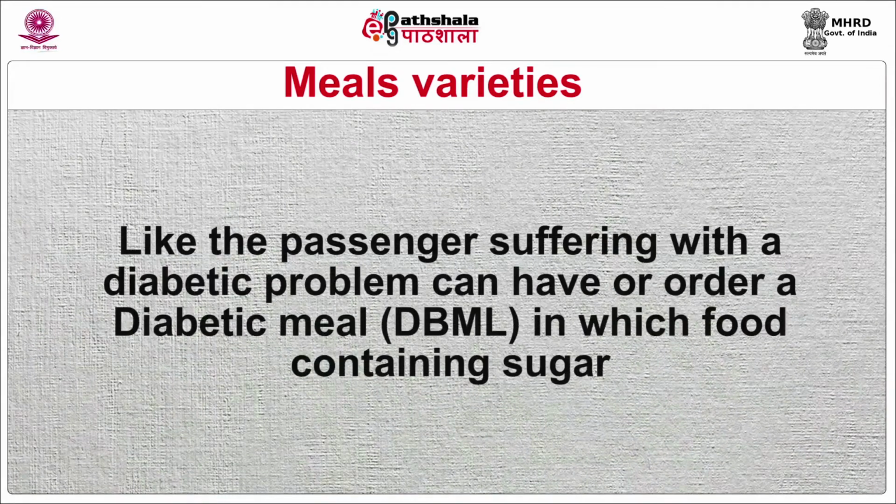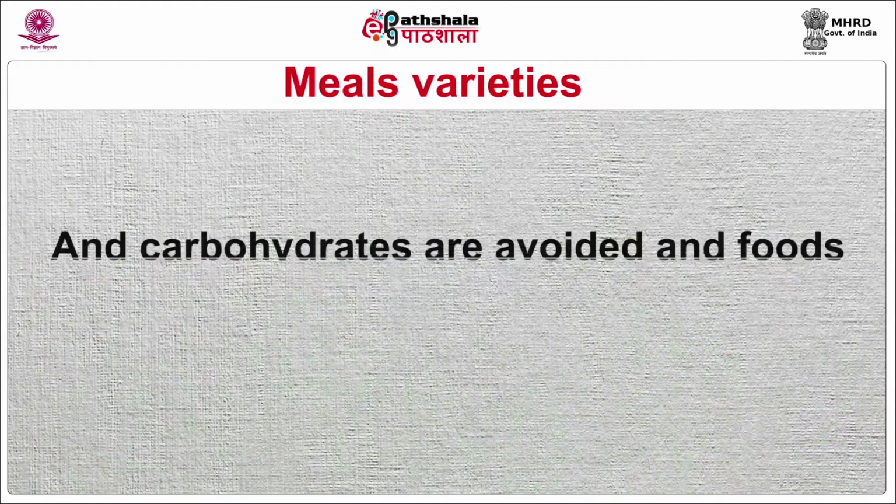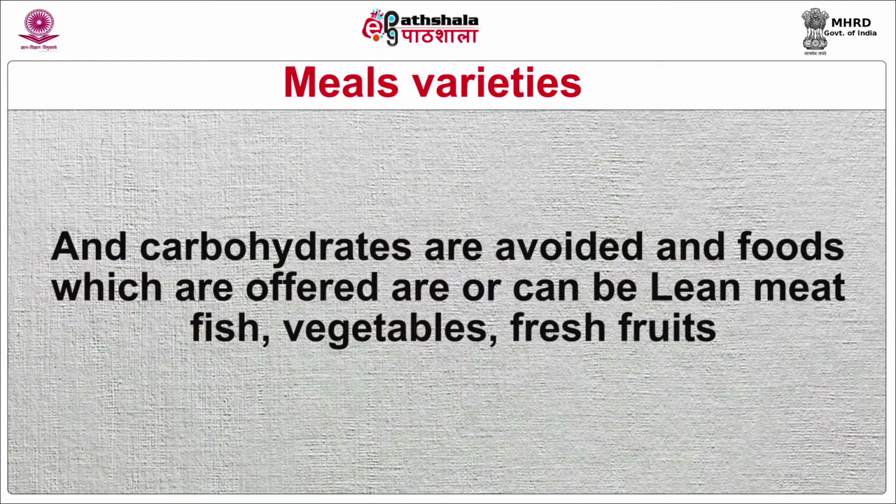Like, passengers suffering from a diabetic problem can order a diabetic meal, which is abbreviated as DBML in capital letters, in which food containing sugar and carbohydrates is avoided, and foods which are offered can be lean meat, fish, vegetables or fresh fruits.